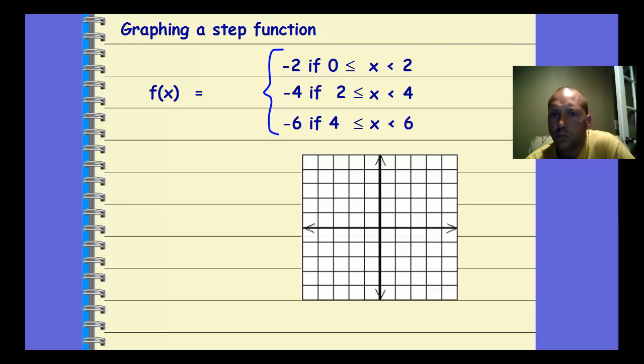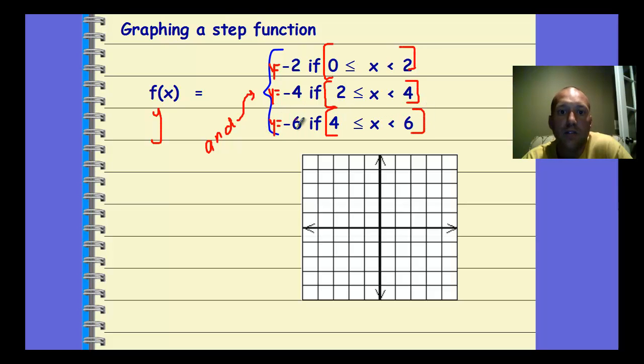So, graphing a step function. f of x again is our y value, so we're trying to find our y value. Y equals, and then we have this little brace here, and this brace just means the word "and," so we're including three different functions. Now we have the part where we have y equals -2, y equals -4, and y equals -6. Those are the three different equations. And the "if" part right here is talking about the domain. This tells me the portion of the graph that we're going to actually see, or graph the equation.